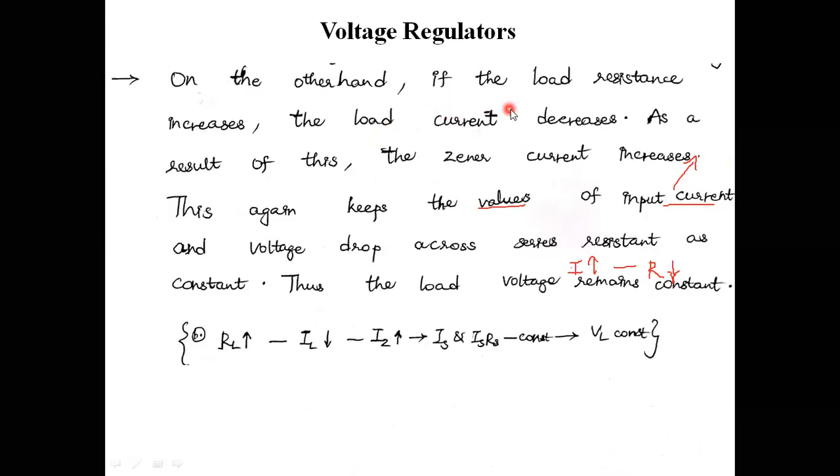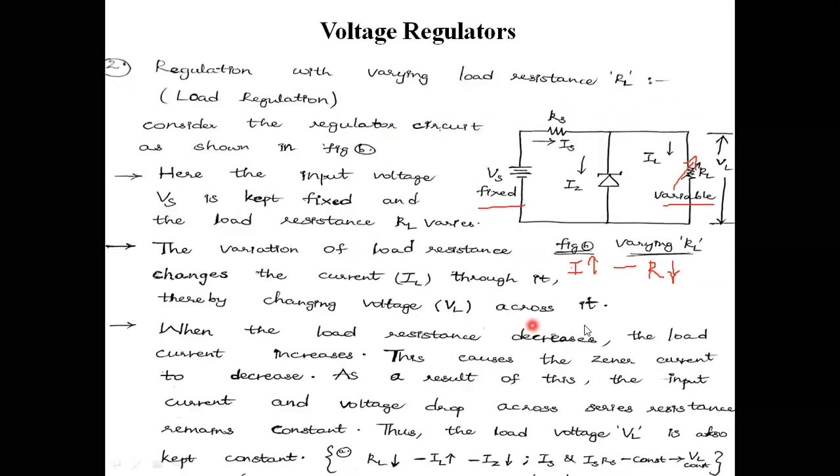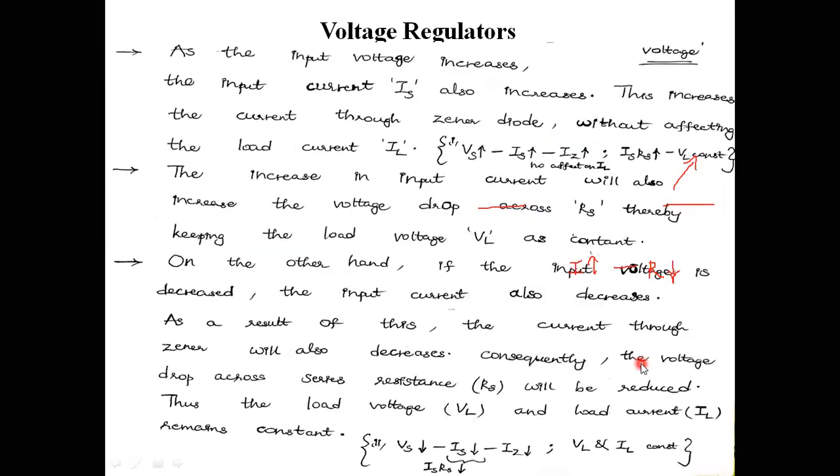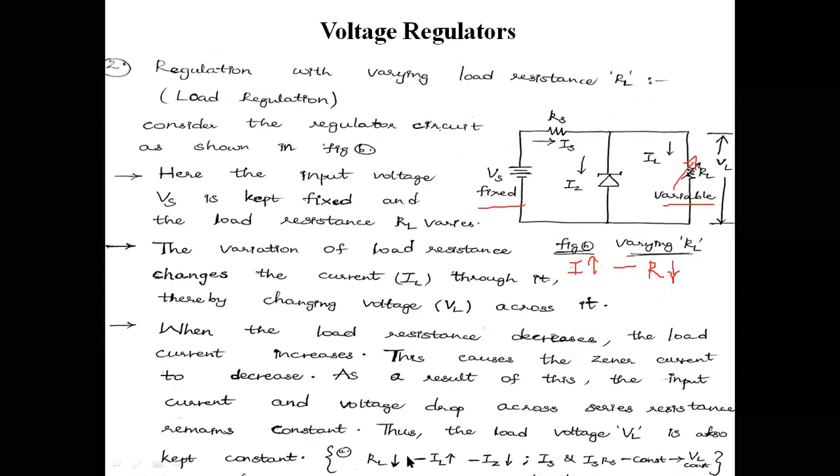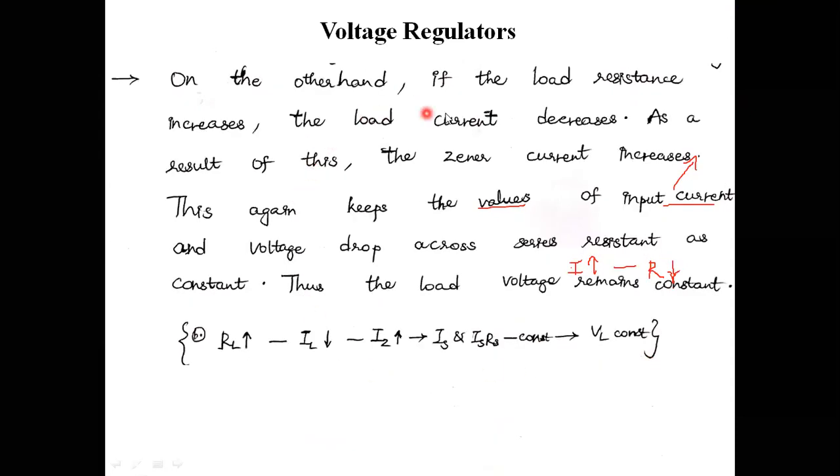Similarly, in the next case, on the other hand, if the load resistance increases. We decreased it in the previous case, now we are increasing it. In line regulation also, we saw what happens when the voltage is increased and when it is decreased. Here ISRS is constant, then VL remains constant. Here, on the other hand, the load resistance increases, the load current decreases. As a result of this, the GNR current increases. This again keeps the input current and the voltage drop across the series resistance constant.